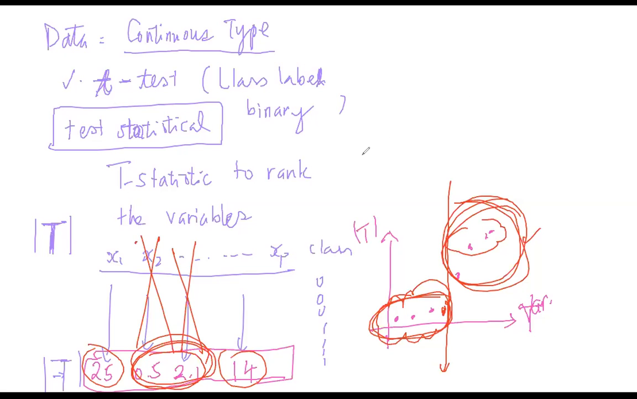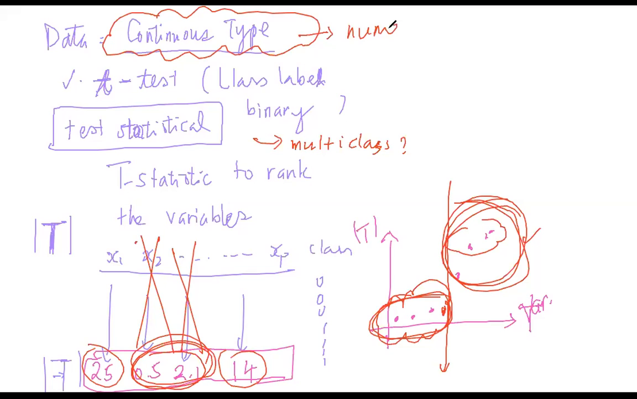How about when you have multi-class, more than two classes? This could happen very often. Is it chi-square? No. What test you use depends on the data type. We are still talking about continuous type, numeric data.